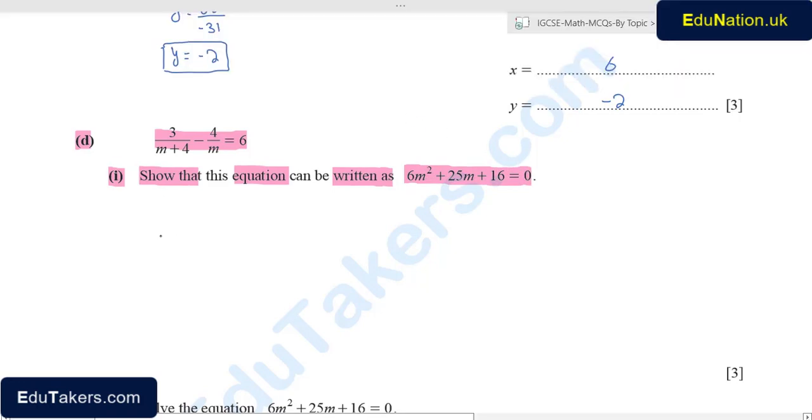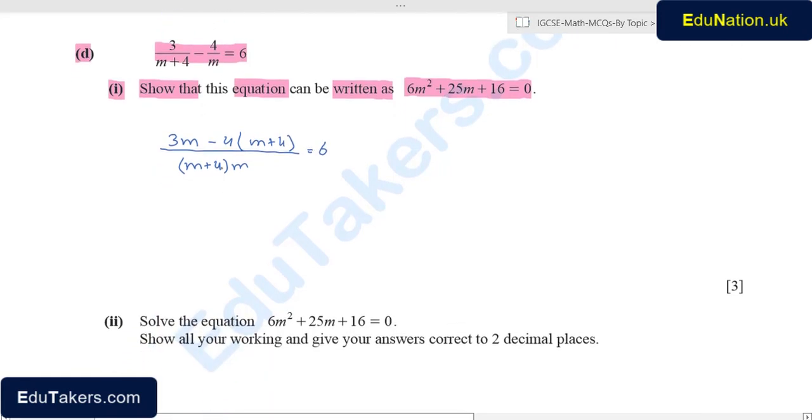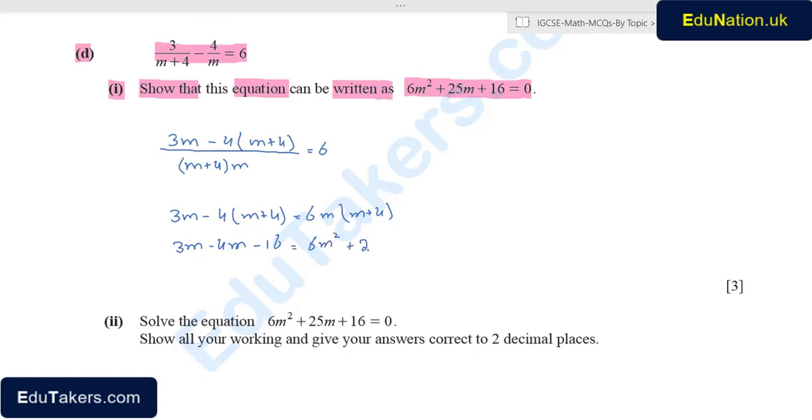Taking its LCM, this will be m plus 4 into m, and here it will be 3m minus 4 into m plus 4 equals 6. By cross multiplication, 3m minus 4 into m plus 4 equals 6m into m plus 4. Now expanding the brackets, 3m minus 4m minus 16 equals 6m square plus 24m.